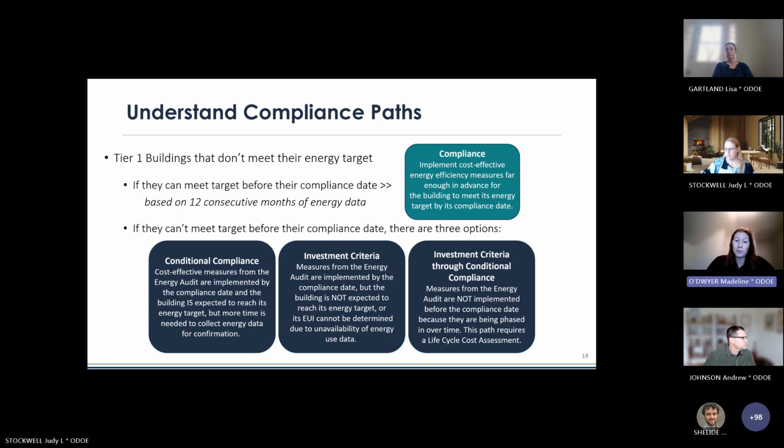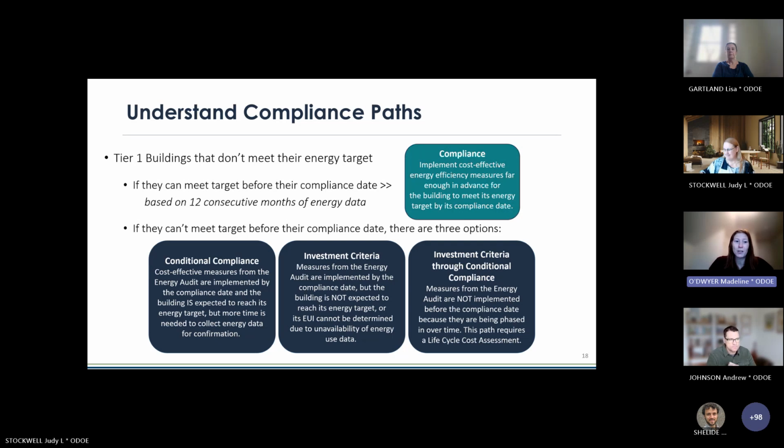Another way that you go through the investment criteria is when you know you're not going to meet your compliance target at all. And that's when you do everything you can, and you don't meet the energy target, but you still do, again, your best effort in reaching a better energy efficiency for your building. The last option is investment criteria through conditional compliance. Again, this is when your energy efficiency measures are completed after the compliance date, but your building eventually does come into that target EUI.